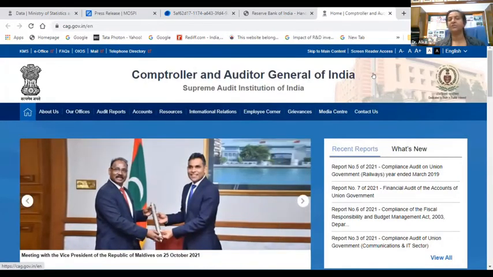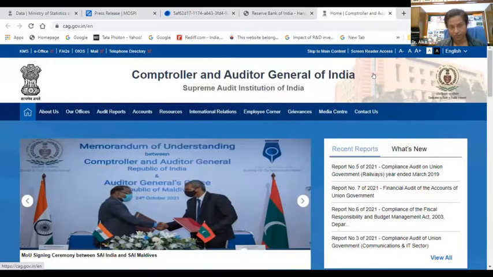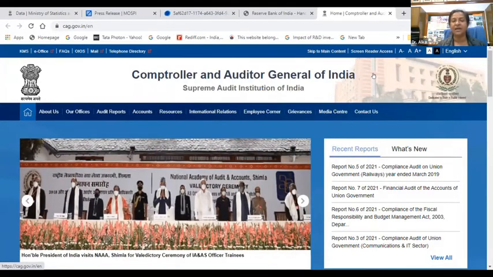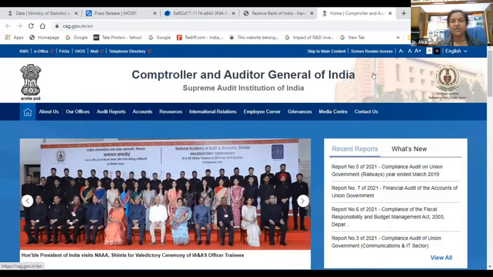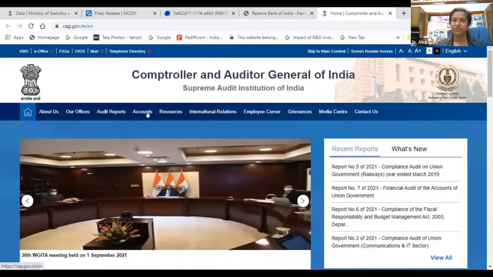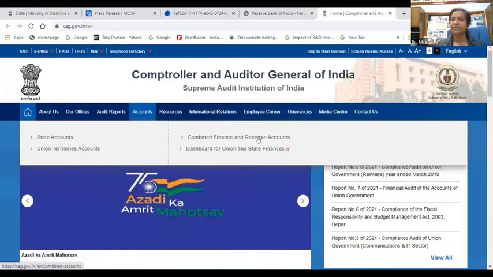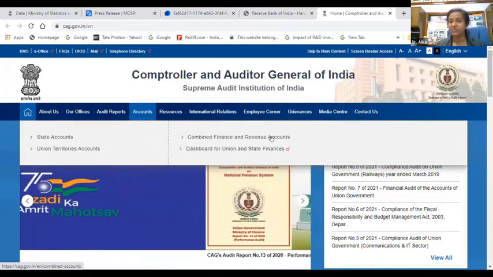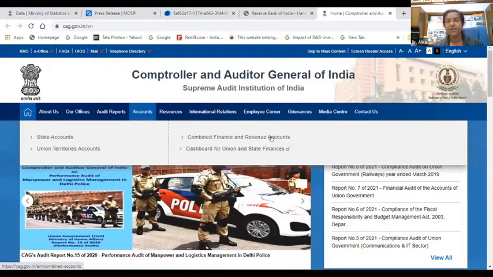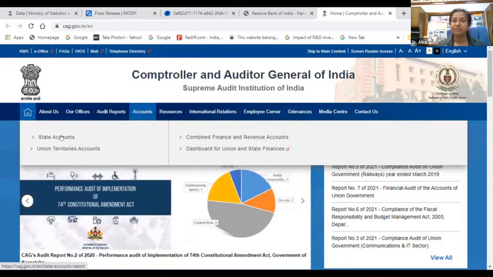So this is the supreme authority for audited expenditure. As I told you, suppose you want to collect data on how much the central government has spent on, say, Kisan Samman Nidhi Yojana. Then you can go to the accounts section. Here, this is the state accounts, and the other is the combined finance and revenue account. The combined one covers the revenue account as well as the expenditure account for all the states and all India, and the state accounts are for individual state files.